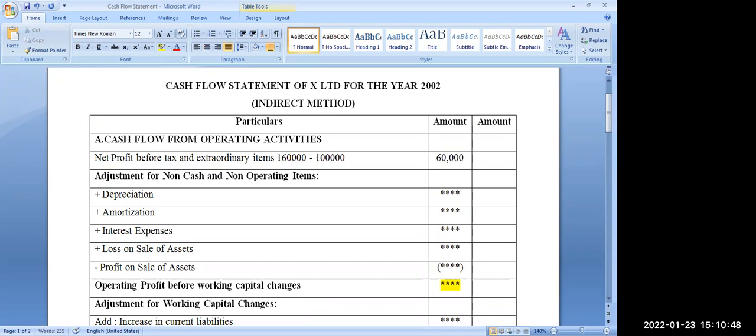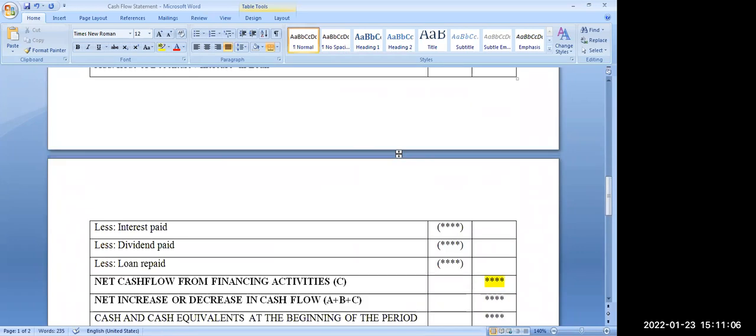The difference between these two is 1 lakh 60,000. I mean, 60,000 net. Okay. So regarding any other items, adjustment for non-cash and non-operating items, what are those things? Is there any depreciation in this question? There is an indication about depreciation.